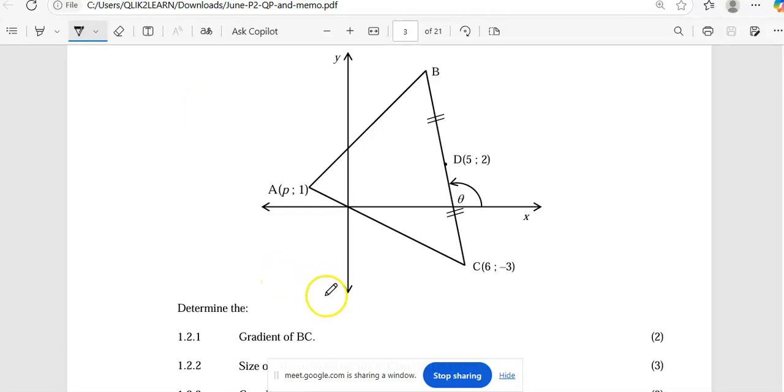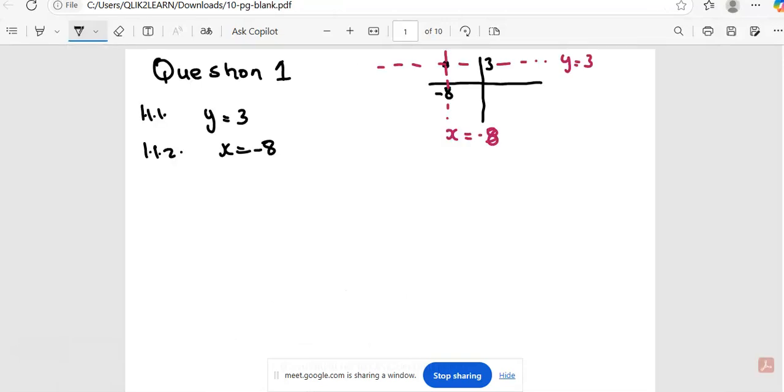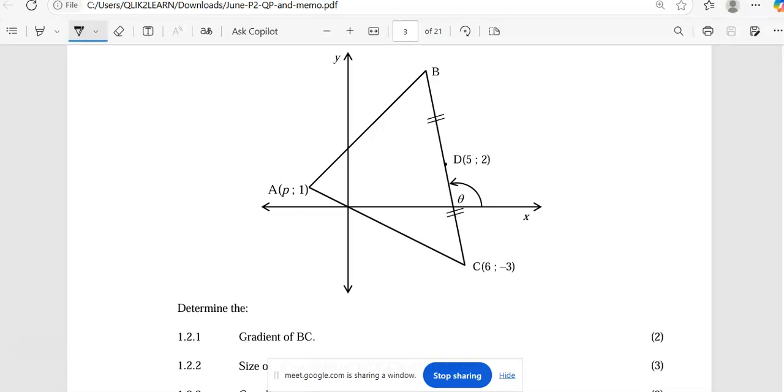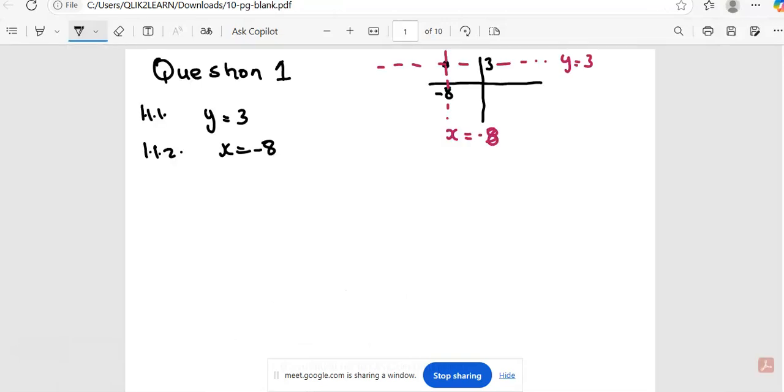I'm going to find the gradient of DC. Let's say this is 1.2.1. I'm just going to write down the information that I have here. Let's check what the point D is, and see it's 6 and minus 3. So the point, okay, this is 1.